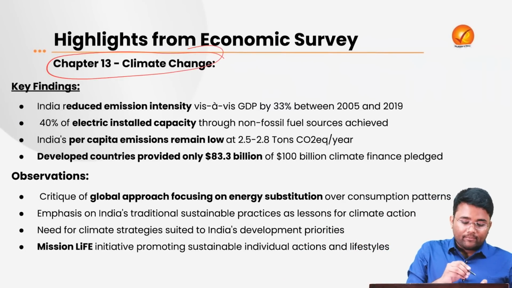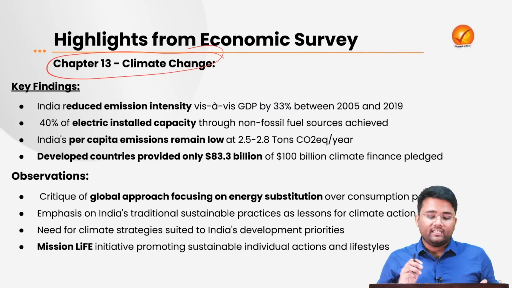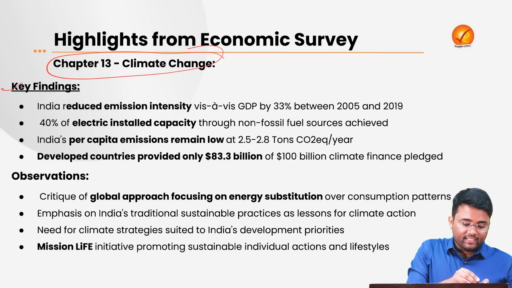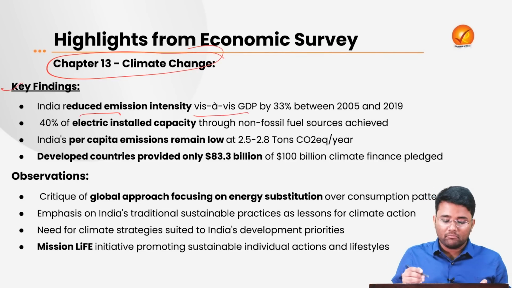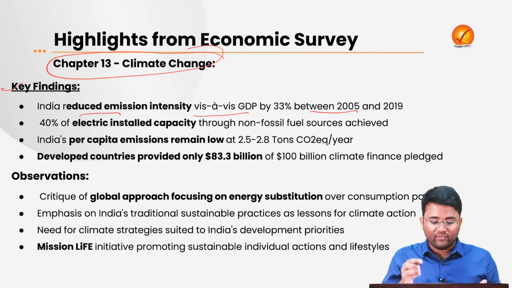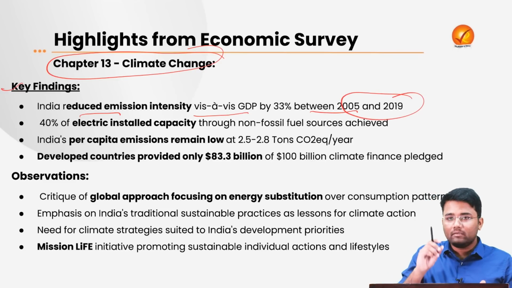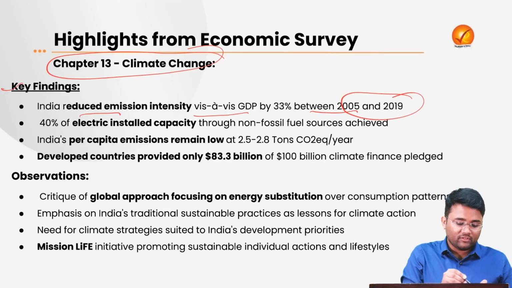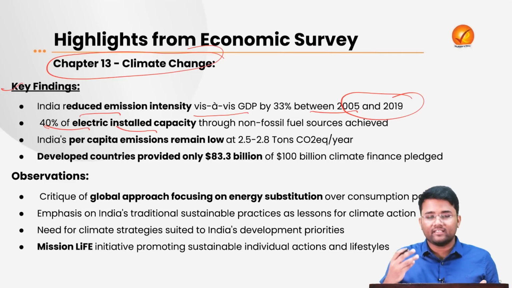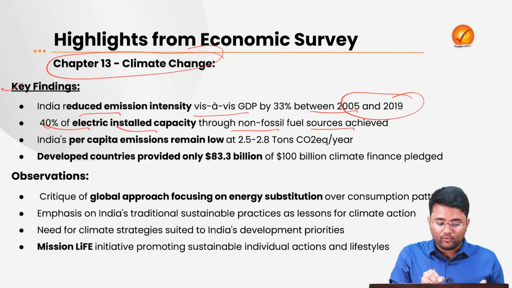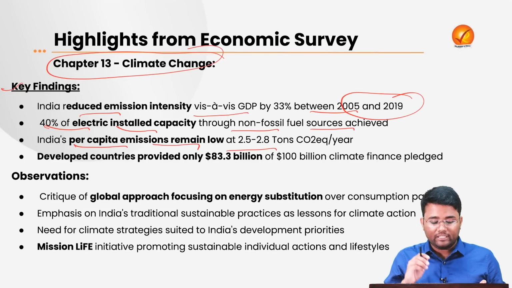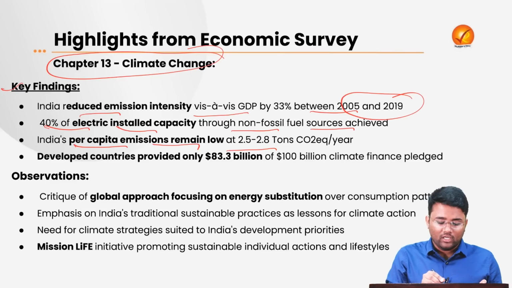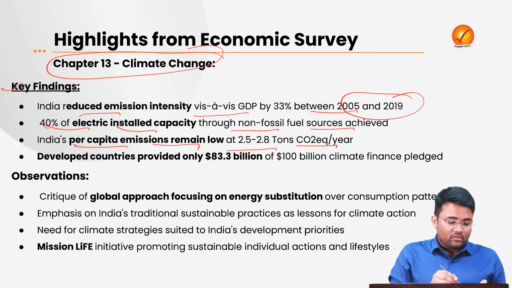Then if we talk about chapter 13, that is the last chapter related with the climate change, the key findings are that India reduced emission intensity vis-a-vis GDP by 33% between 2005 and 2019. The emission intensity of India has reduced. The 40% of electric installed capacity through non-fossil fuel sources has been achieved. India's per capita emission remains low at 2.5 to 2.8 tons CO2 equivalent per year.